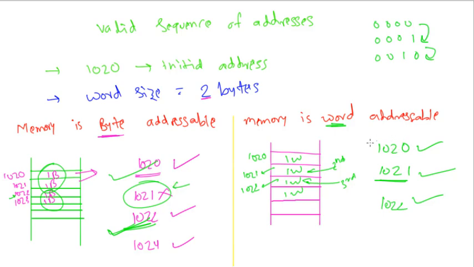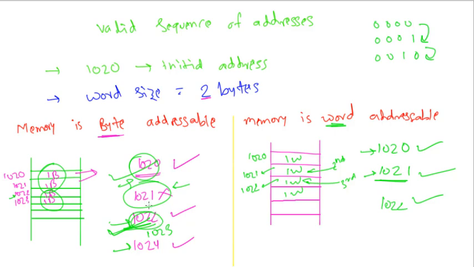Similarly, in this case, this is the address of the first word, this is the address of the second word. Hence, these are the valid addresses that the CPU can generate. And similarly, these are the valid addresses that the CPU can generate: 1020, then 1022, then 1024. 1021 or 1023 are invalid addresses. The CPU cannot generate these addresses.